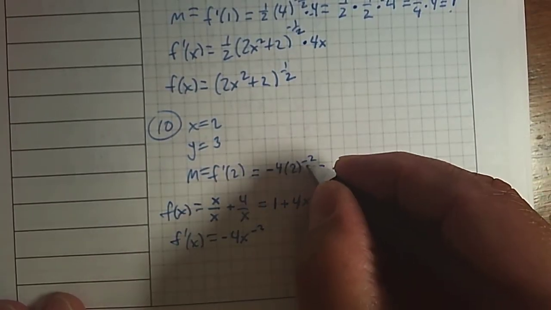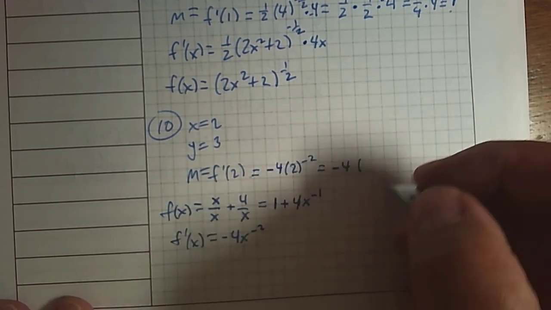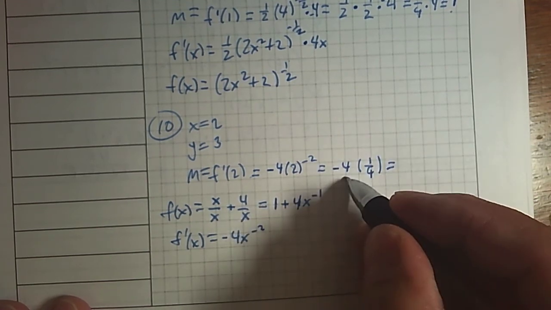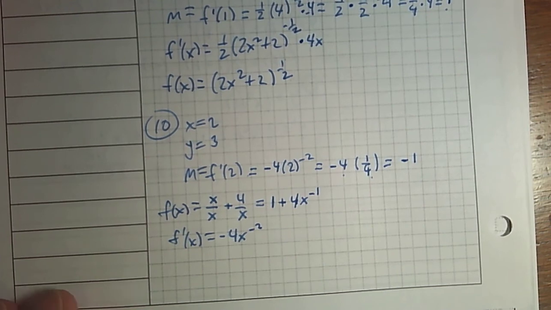And then what does this mean? 2 to the negative 2. Well, 2 squared is 4. The negative exponent means reciprocal. So the reciprocal of 4 is a quarter. When I go negative 4 times a quarter, that just simplifies to negative 1.